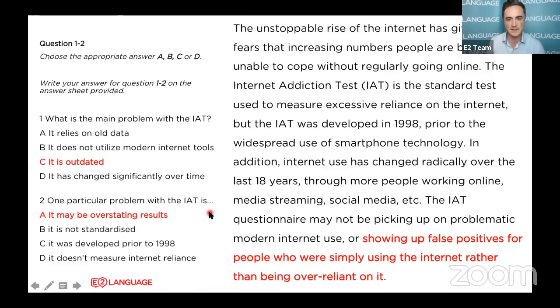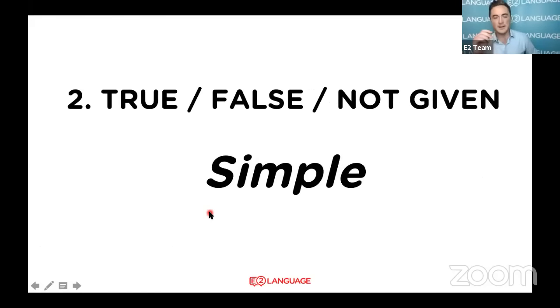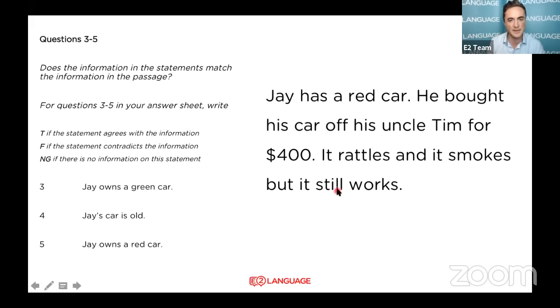Nice. Right. True, false, not given. We're going to do this one every week. Why? Because conceptually, it's very difficult. It's a crazy question. It's hard to understand. True and false is easy to understand, but not given is something that you need to practice. So let's have a look at a very simple one here. So this time you'll be writing T, F, or NG.